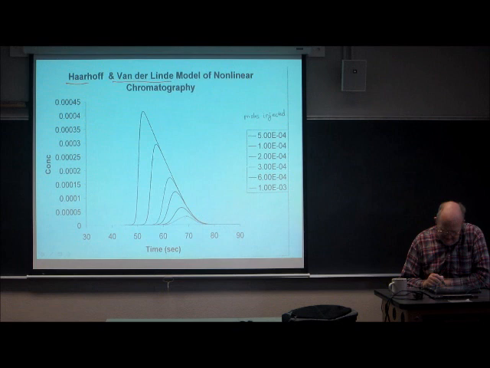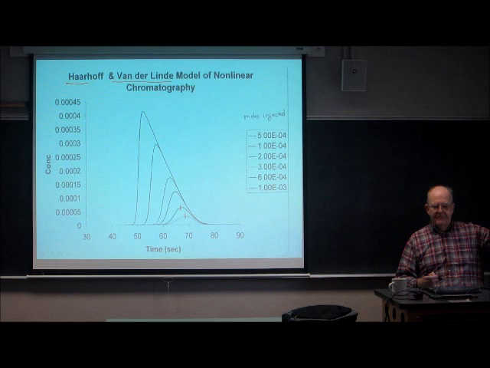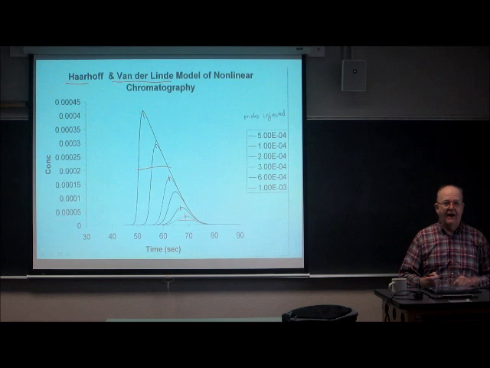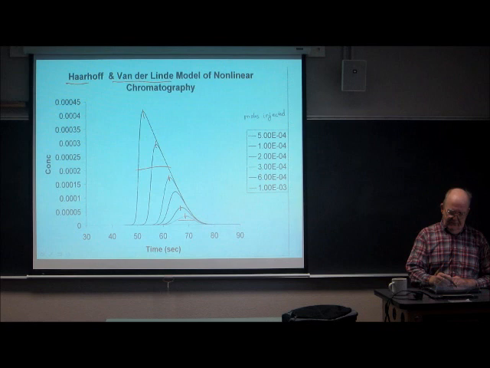We inject a little bit of stuff, nice Gaussian looking peak. We inject more stuff and bang, that peak is moving in. And if I keep injecting stuff, the peak keeps moving in. And it's obvious that the half width of this peak is a lot wider than the half width of that peak. And when we look at the peak now, there's a big long tail.